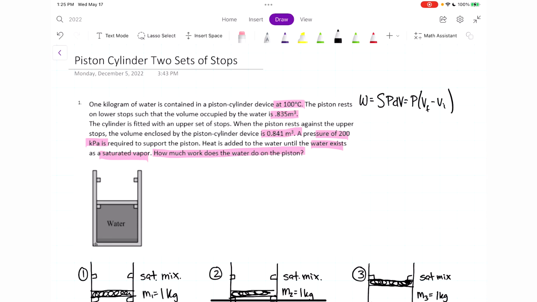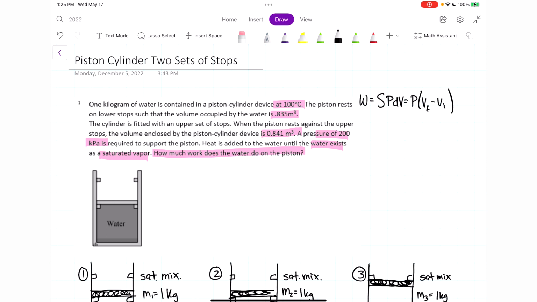This is part 2 of the piston cylinder with 2 sets of stops problem. In part 1, we solved for the amount of work that the water did on the system. In part 2, we are going to solve for the amount of heat that was added to the system in order to turn the saturated mixture water into superheated vapor.